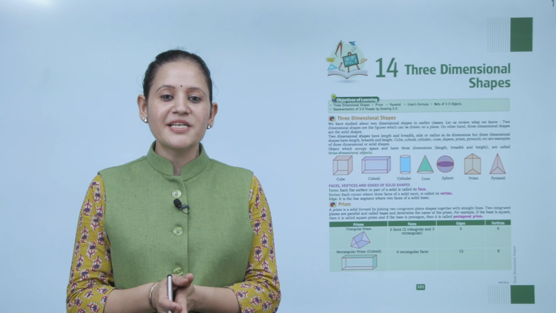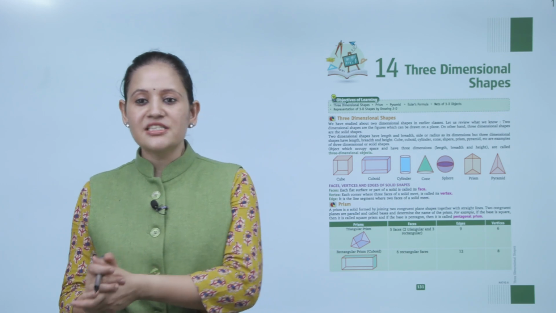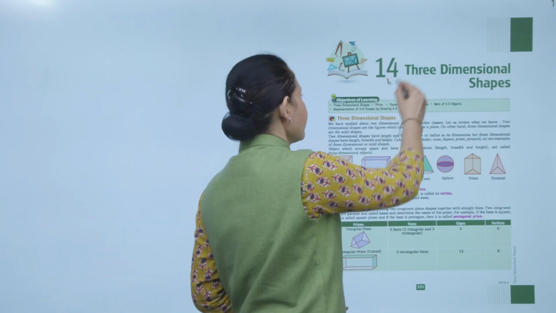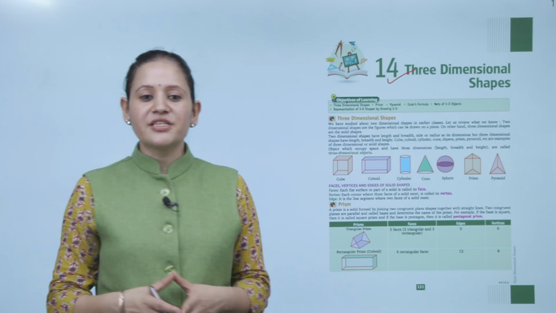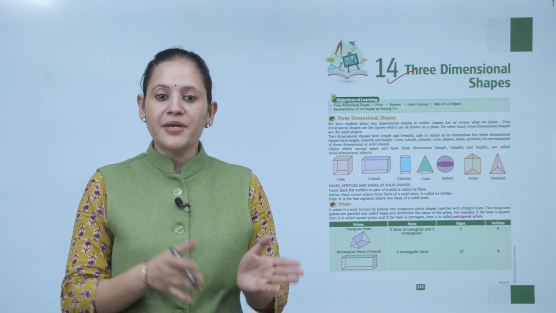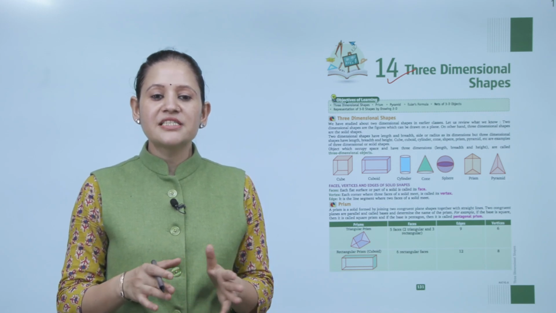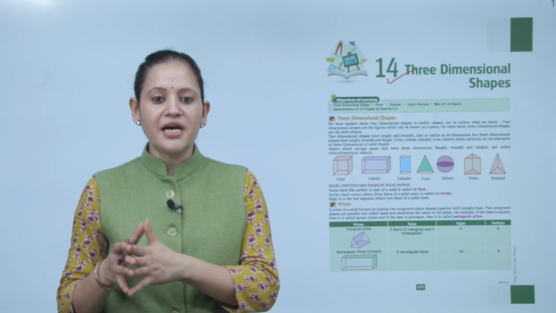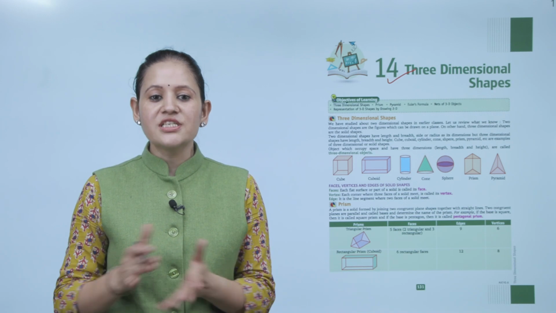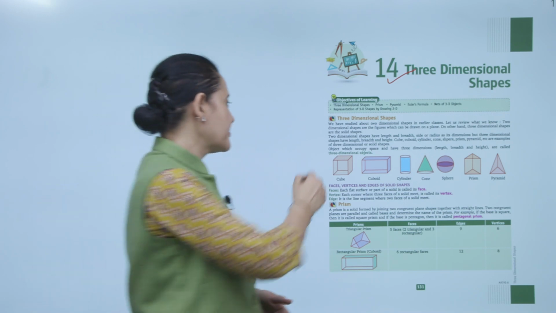Kids, welcome to today's maths class, and today we'll do three-dimensional shapes. Our learning objectives are three-dimensional shapes, prism, pyramid, Euler's formula, nets of 3D shapes, and representation of 3D shapes by drawing 2D. So first is three-dimensional shapes.